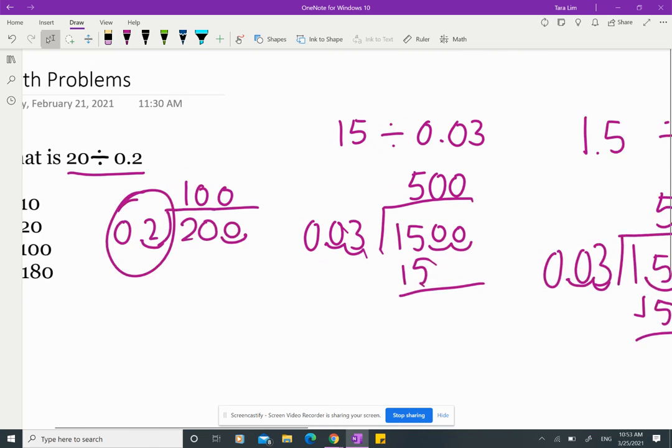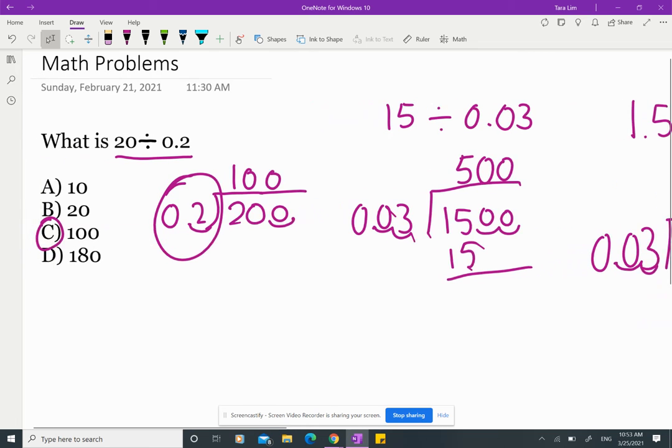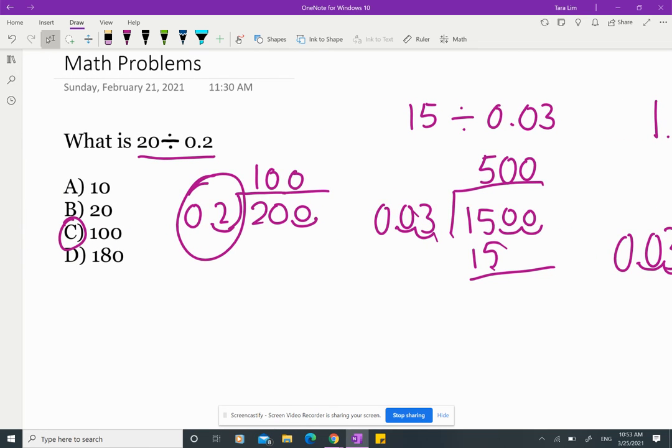So yeah, basically this is how everyone should divide a decimal without using a calculator. So every time we see this, just move the decimal place so that it is easier to calculate.